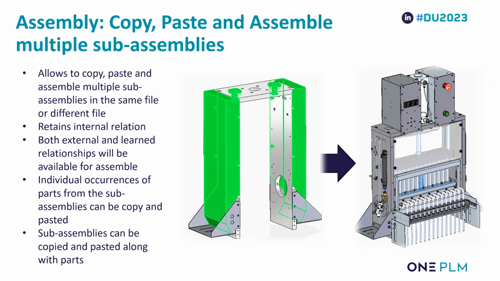Next, we're going to look at assemble, copy, paste, and assemble multiple sub-assemblies. This allows us to copy, paste, and assemble multiple sub-assemblies in the same file, or we can copy these and take these into a different file altogether. This retains the internal relationships.